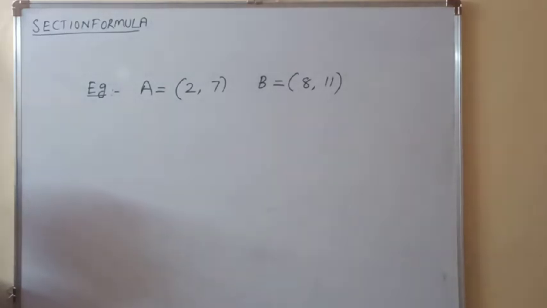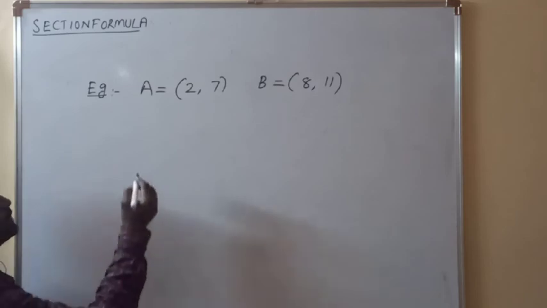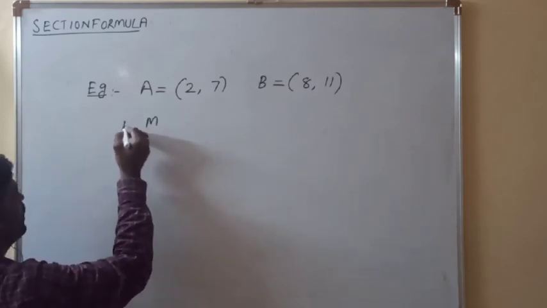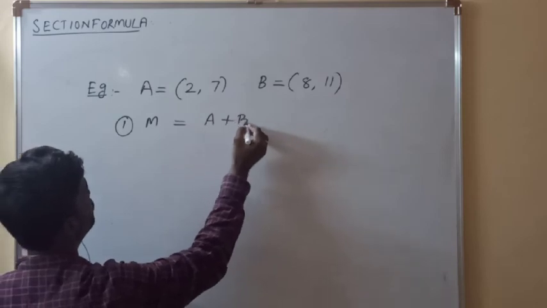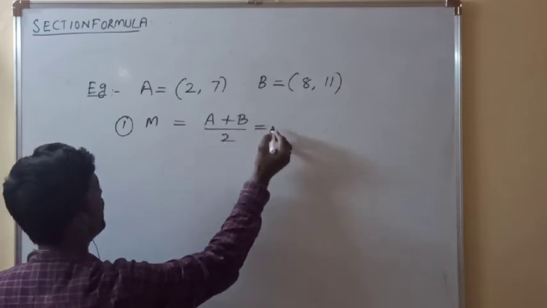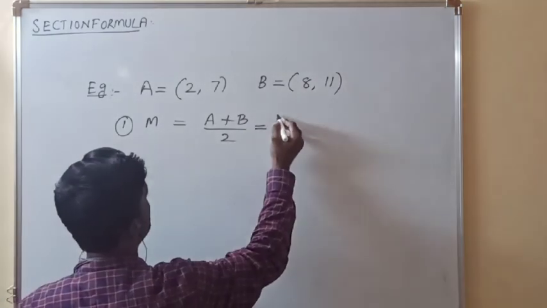So next, look at the example. Given A is (2, 7), B is (8, 11). Find the midpoint, and the second question is find the points of trisection. So first, midpoint formula is (A plus B) by 2, or you can write (x1 plus x2) by 2, comma (y1 plus y2) by 2. No problem.